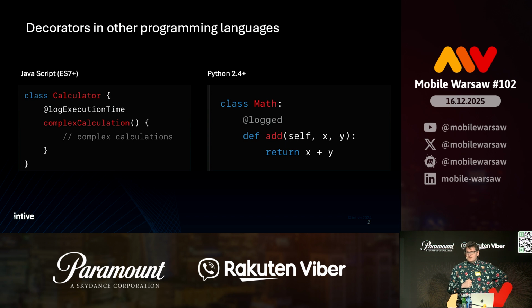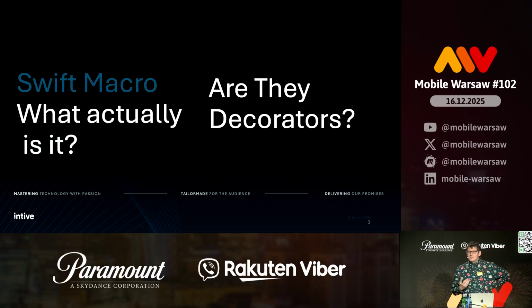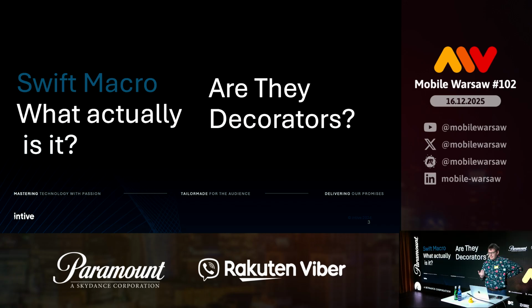And when Swift macros appeared in Swift approximately 2 years ago, I thought, wow, we have decorators in Swift. So the key question is, what actually is a Swift macro? And are they decorators? The answer is they are something different, because there are key differences between Swift macros and the decorators which we could know from JavaScript or Python.